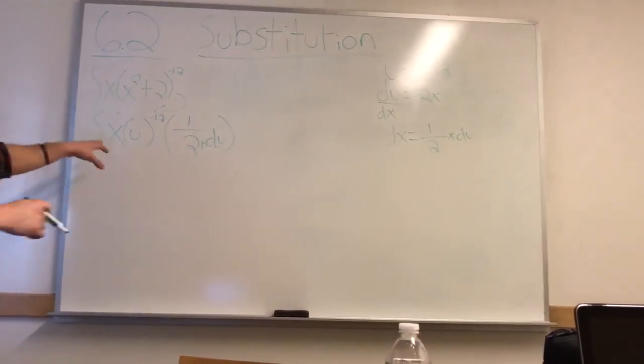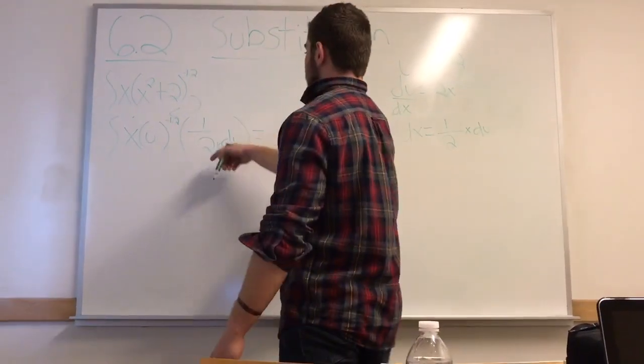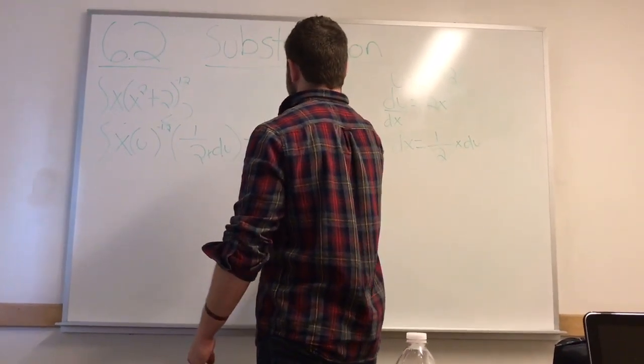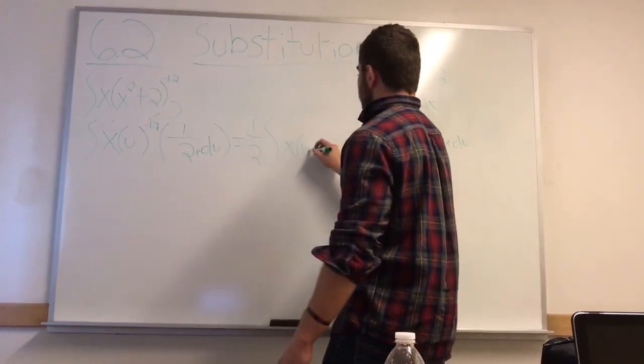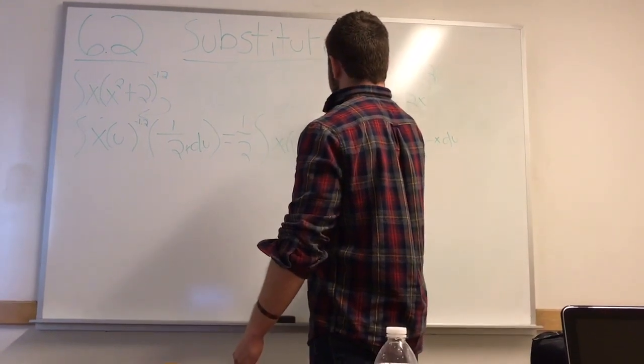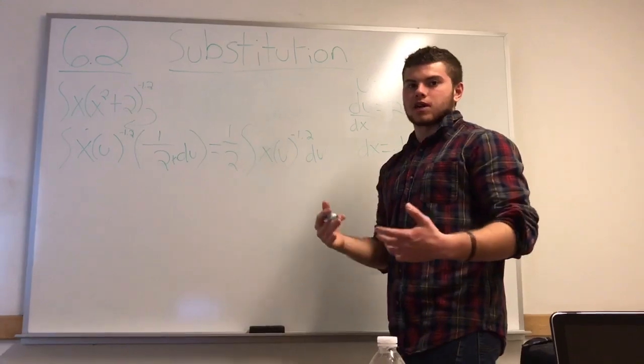So this is going to be half of the integral of x u to the negative 1.2, and then du's are still our buddy, so he's hanging on there. And now let's evaluate the integral.